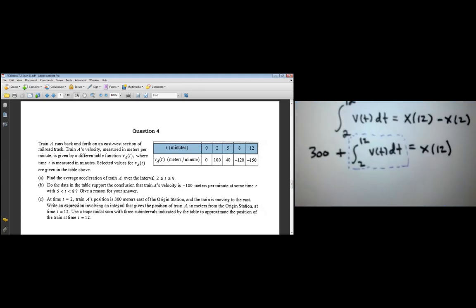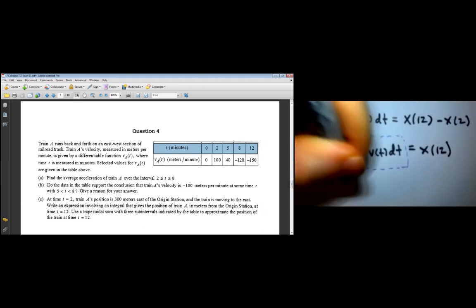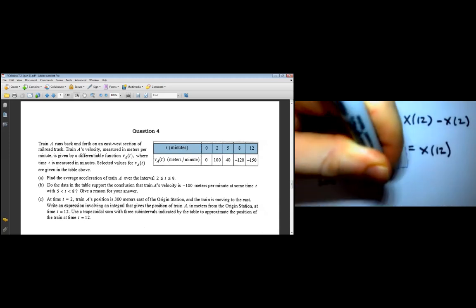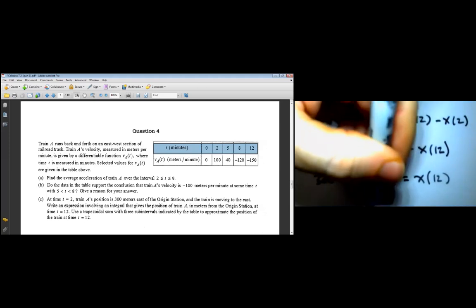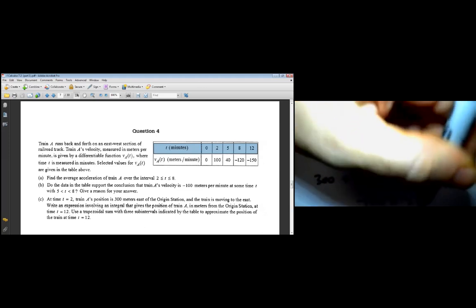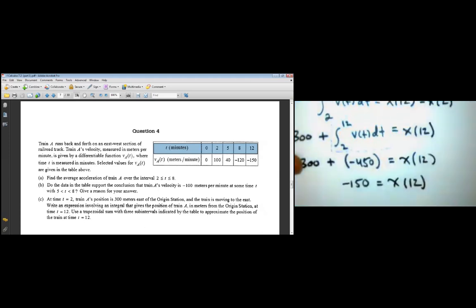All right. So now that we know that, you've got 300 plus negative 450 is x of 12. That gives us an answer of negative 150 is equal to x of 12. Now, good news, you got an answer, and it's correct, so you're getting credit. Bad news is we're not done yet. When you're doing these FTC problems or any integration for that matter, and it's with relation to a word problem, we got to explain what that answer means.